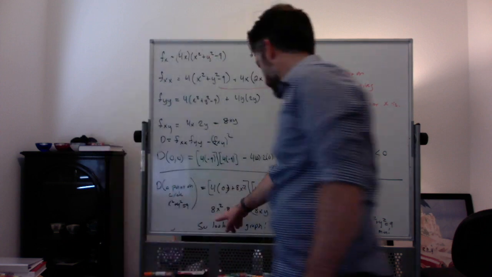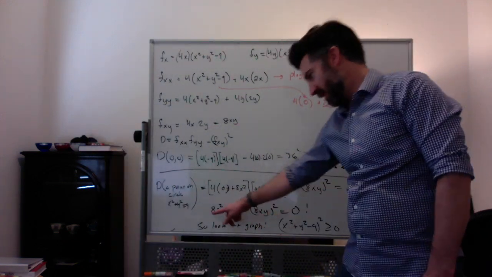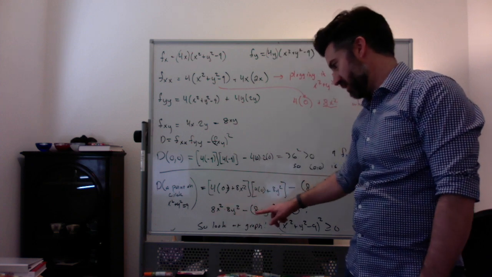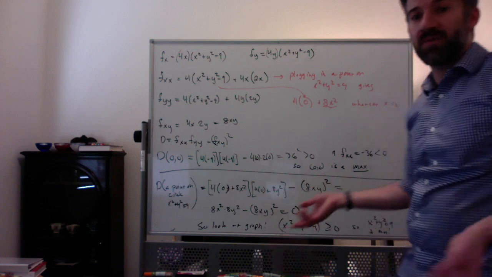Let's see what I got here. 8x squared times 8y squared minus (8xy) squared, but those are the same. That's 8 times 8 times x squared times y squared. So you get 0, which means it's inconclusive. So then we have to just think about the graph.